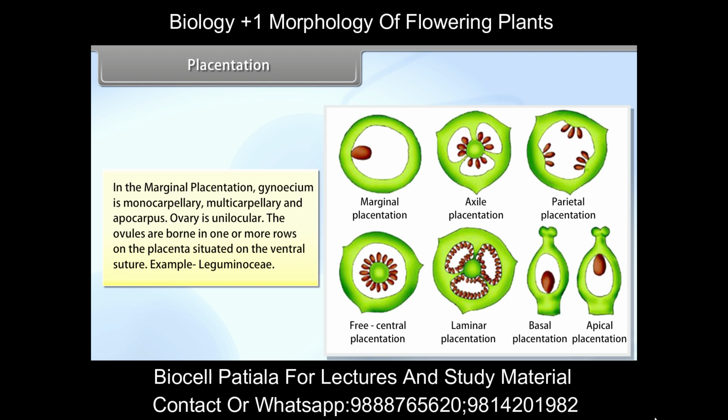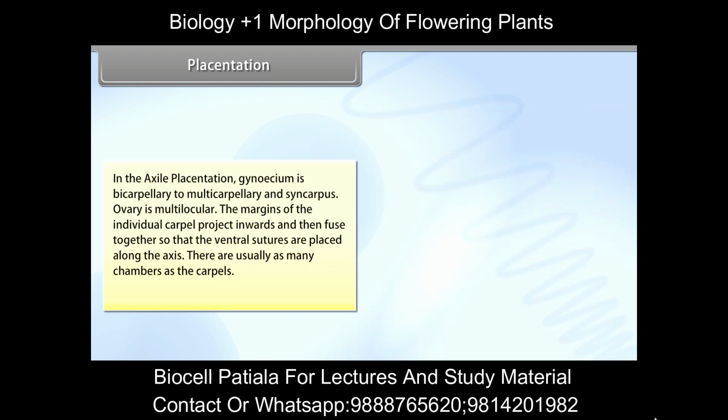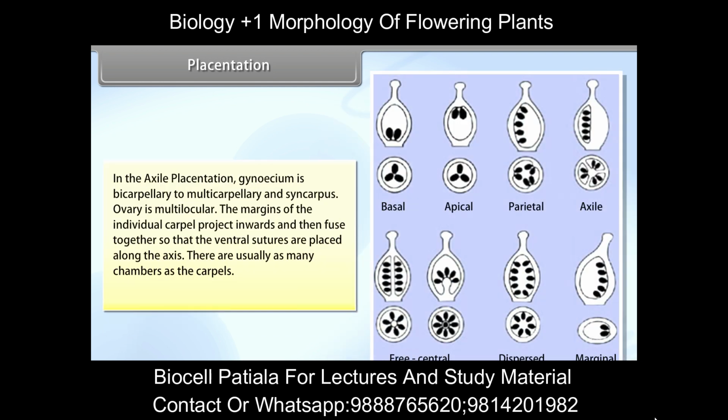Example: Leguminosae. In the axile placentation, gynoecium is bicarpellary to multicarpellary and syncarpous. Ovary is multilocular. The margins of the individual carpel project inwards and then fuse together so that the ventral sutures are placed along the axis. There are usually as many chambers as the carpels.